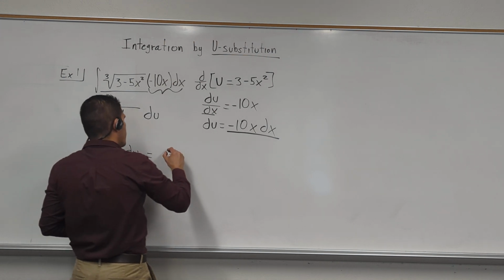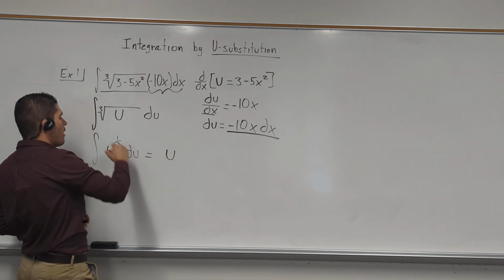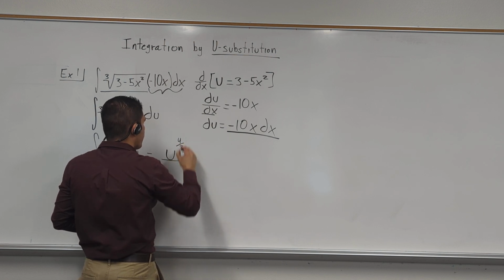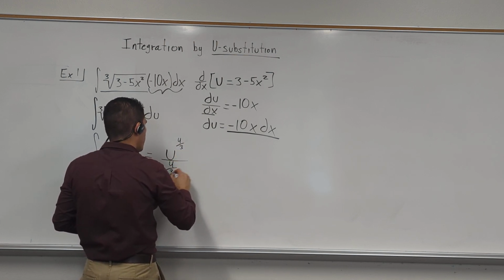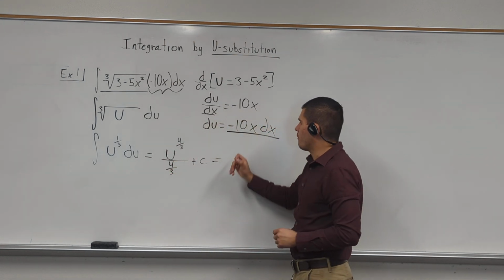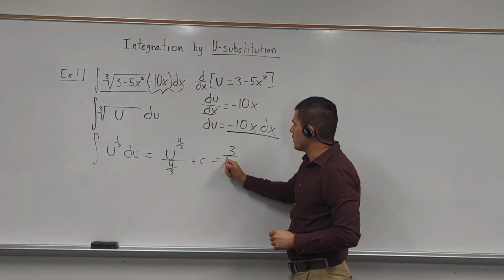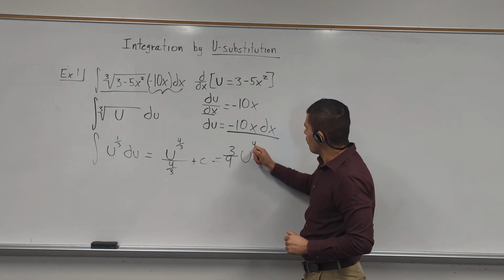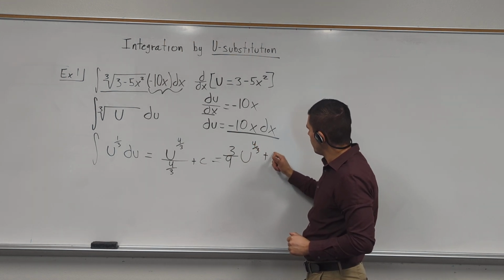So that would allow me to say this is u. Remember, you add 1, so 1/3 plus 1 will give me 4/3. You divide by the power that you obtain, and you add c. We're gonna clean that up a little bit. Divided by 4/3 is the same thing as multiplying by 3/4. U to the 4/3 plus c.